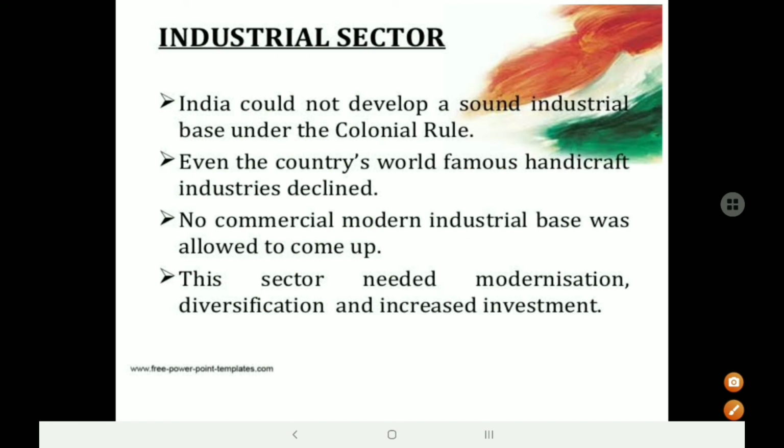These are some major highlights of the industrial sector on the eve of independence. Number one, India could not develop a sound industrial base under colonial rule. Number two, even the country's world-famous handicraft industries declined. Number three, no commercial modern industrial base was allowed to come up. And number four, this sector needed modernization, diversification, and increased investment.